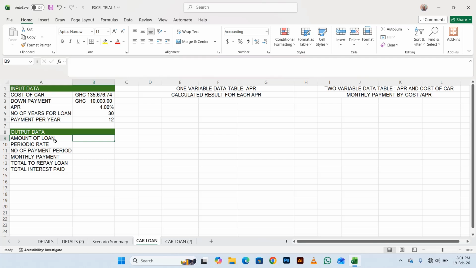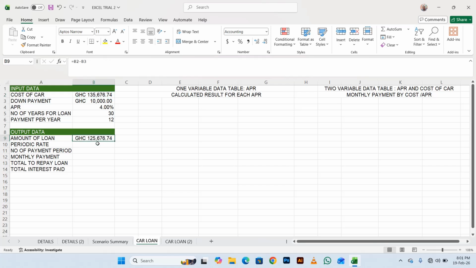All right. So how did we do it previously? We deducted the down payment from the cost of car. So it's equal to, just as I said, you can just type B2 minus B3. And then you get this. So this is deducting this from this. You can select it yourself when you key the formula, or you can do it directly.